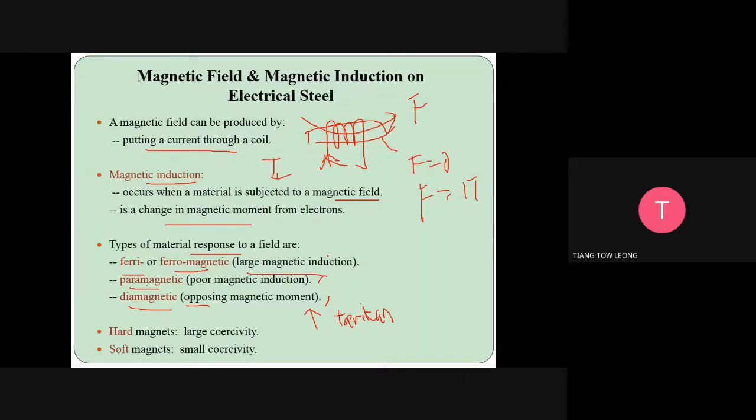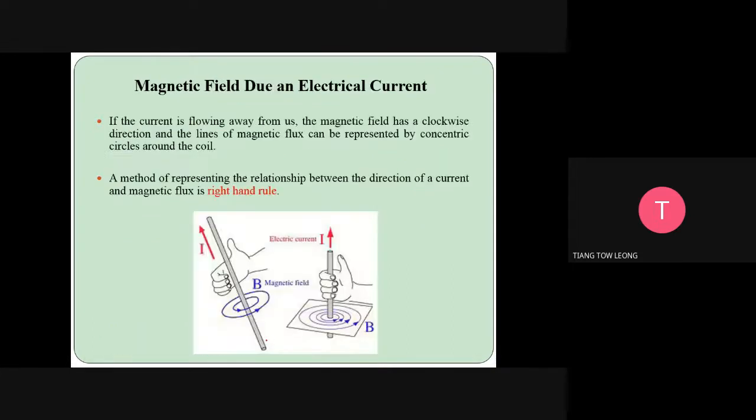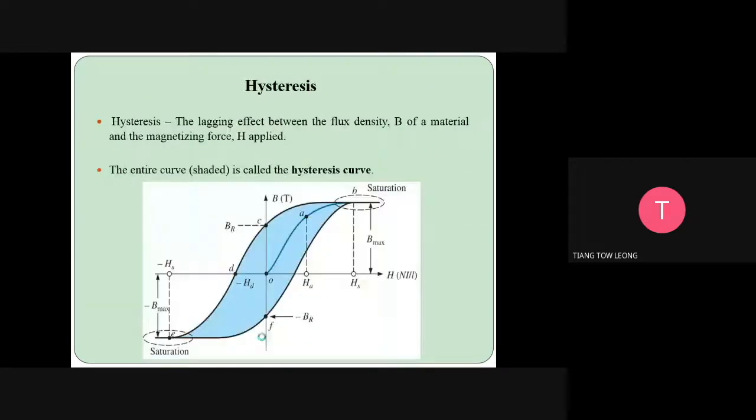Then large magnetic induction, just now already discussed. So hard magnet will have a large coercivity. Soft magnet will have a small coercivity. Here, mana coercivity? Okay, here I will tell you about the coercivity.